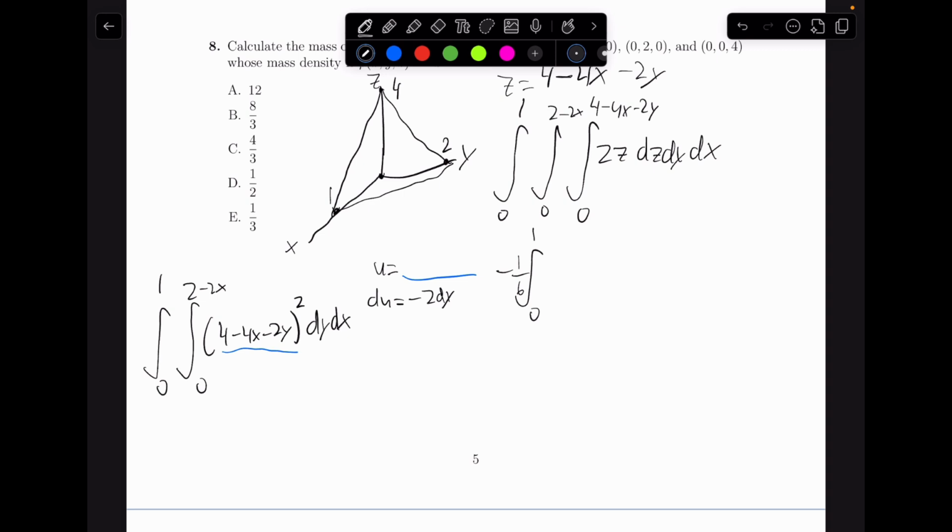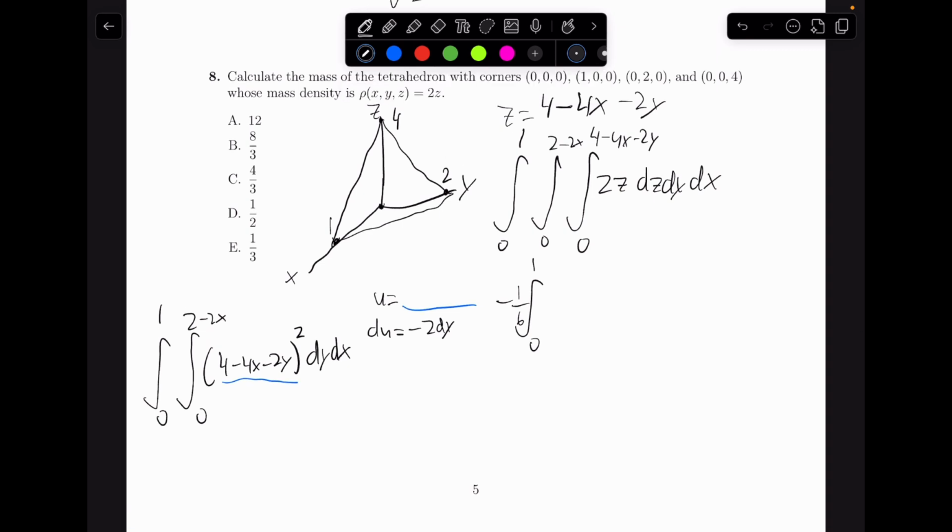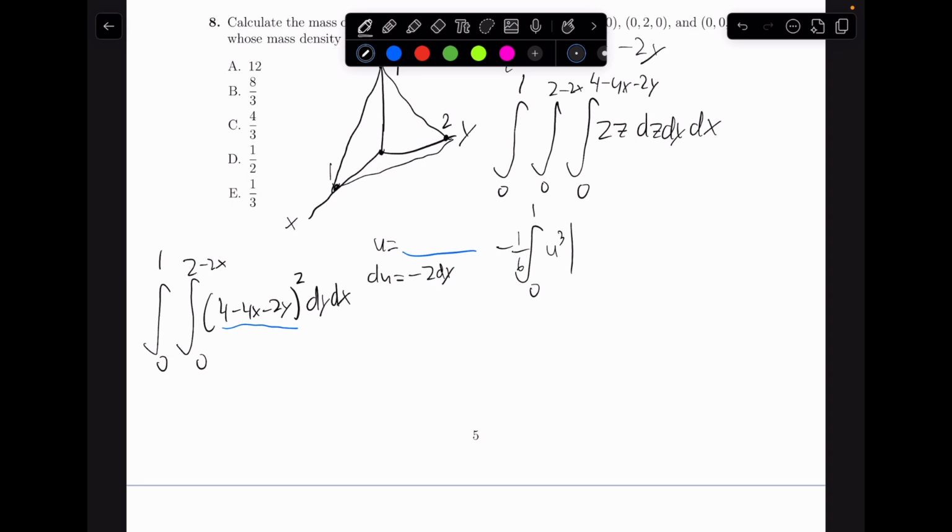So now we're at u cubed, but we need to rewrite our bounds of u. If we plug in our y bounds for u, the top bound is going to be 4 minus 4x minus 2 times 2 minus 2x. If you multiply that out, that's just going to be 0. So our top bound is 0. That is kind of interesting.